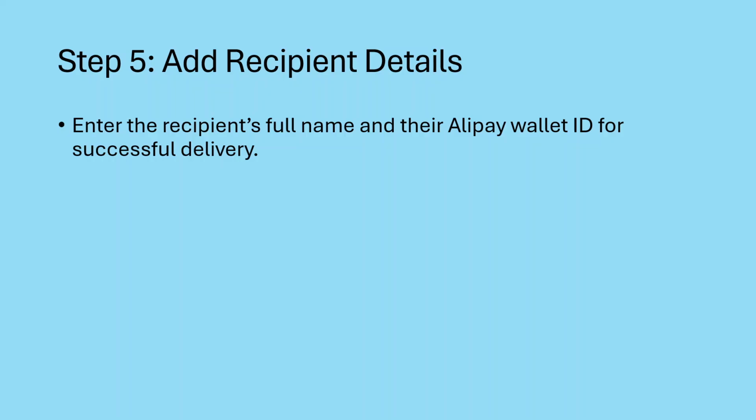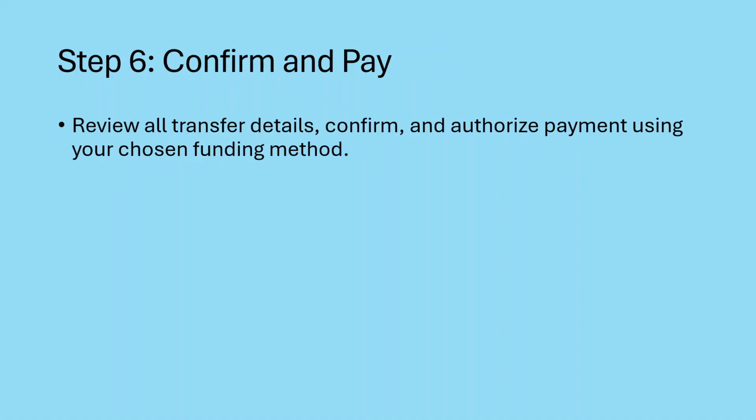Step 5. Add recipient details. Enter the recipient's full name and their Alipay wallet ID for successful delivery. Step 6. Confirm and pay. Review all transfer details, then confirm and authorize payment using your chosen funding method.